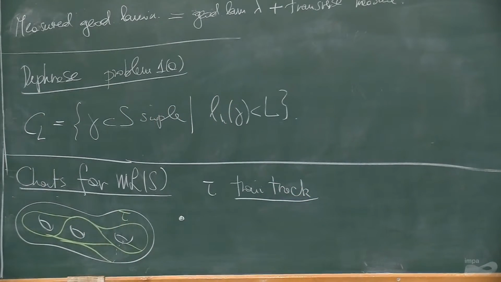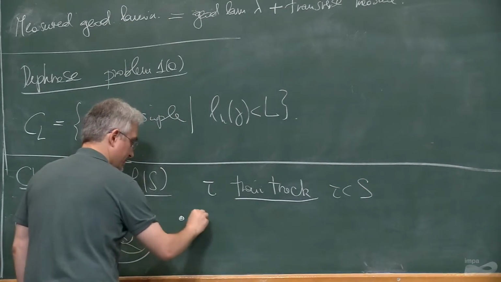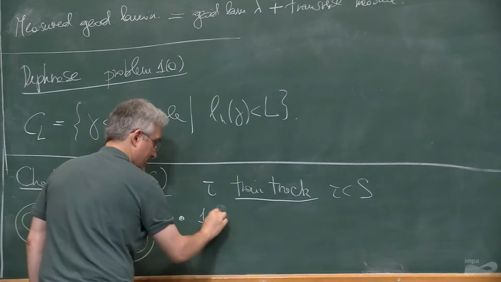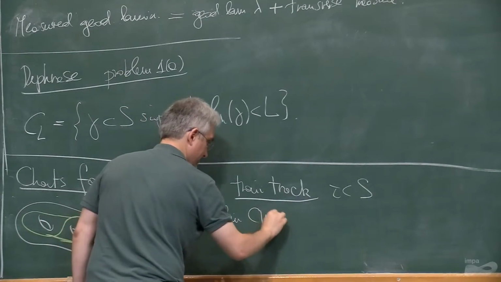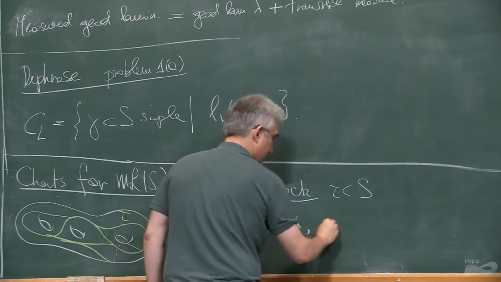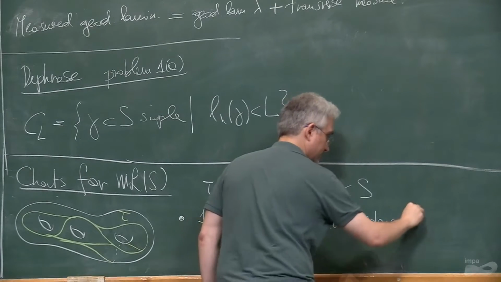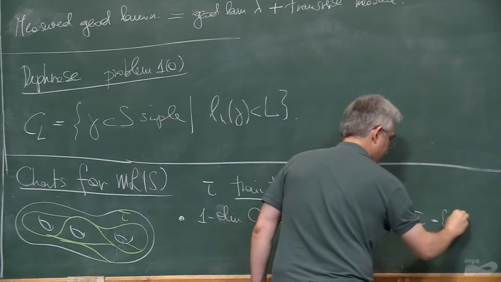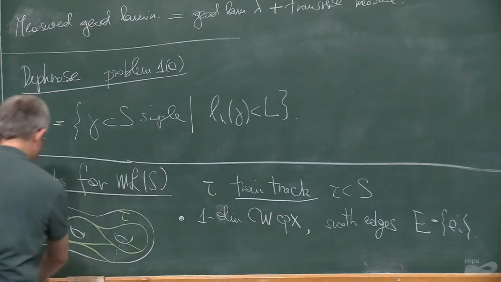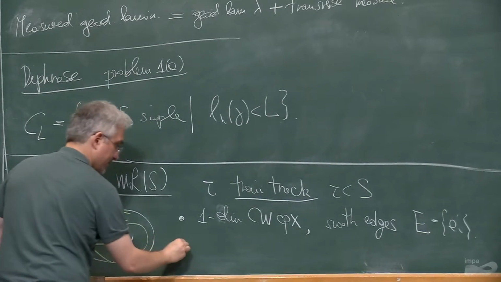So this is a subset of S, which is a one-dimensional CW complex. It has smooth edges. This is the set of edges, E_i. And at the vertices, let's say that it has trivalent vertices.